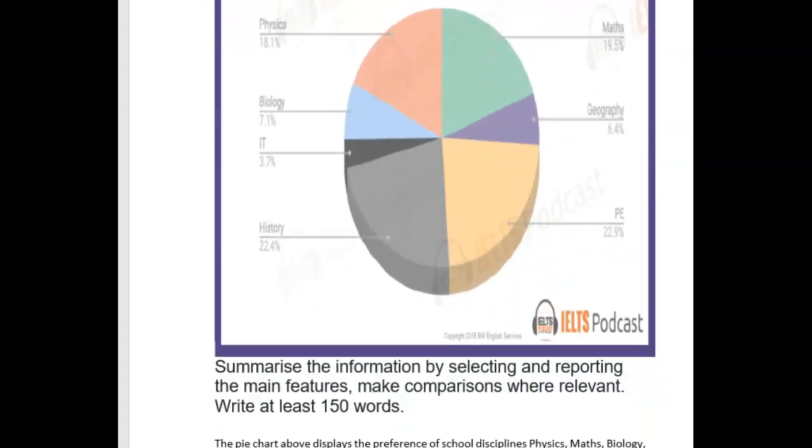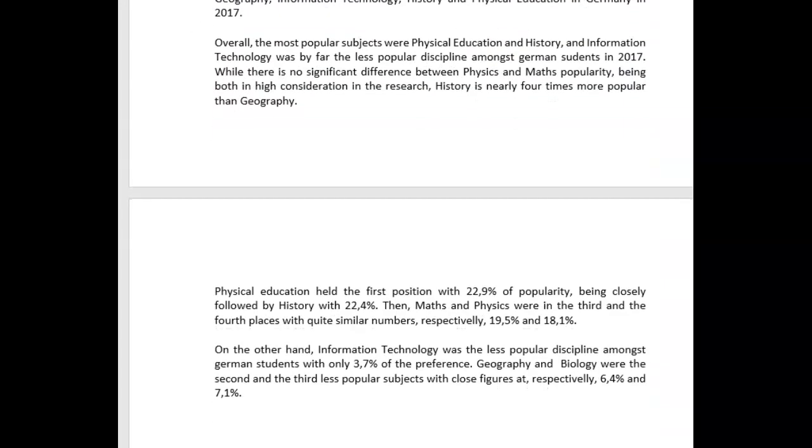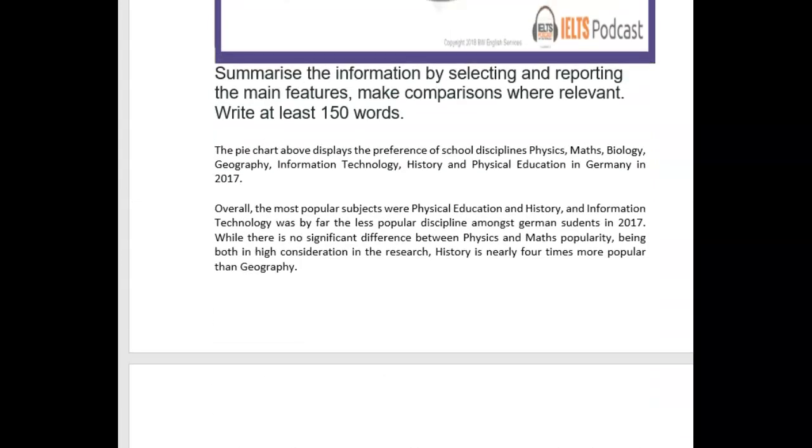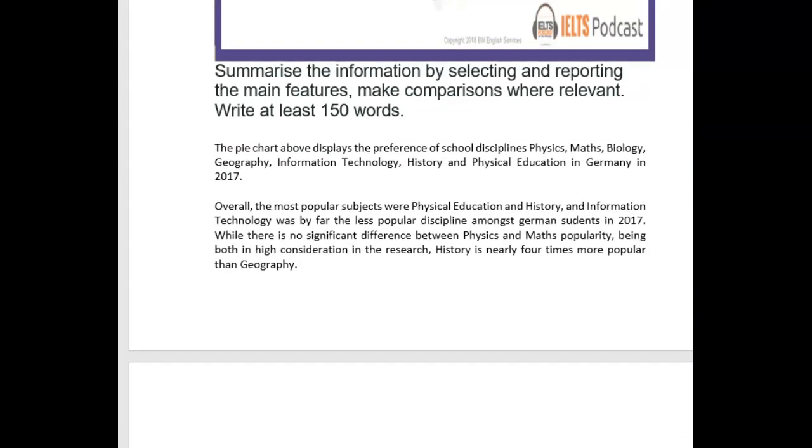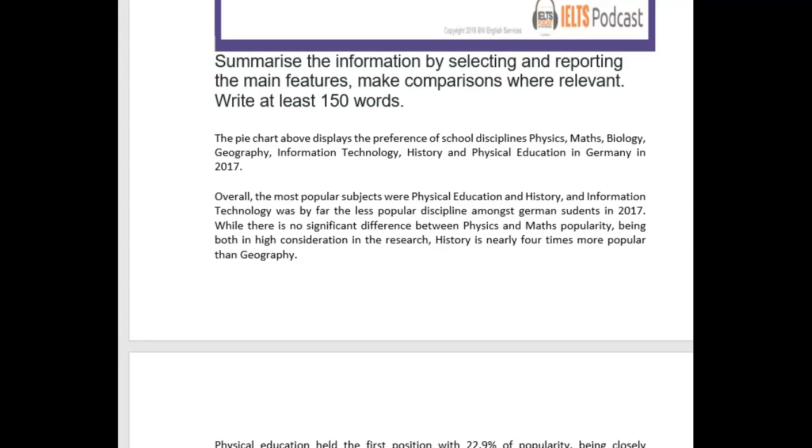Okay, it's the pie chart with the school subjects. Let's see what you wrote. "The pie chart above displays the preference of school disciplines." And you mentioned them. "In Germany in 2017, overall, the most popular subjects were physical education, history, and information technology was by far the least, not the less, least popular discipline among German, capital G, students." Careful with your typing in 2017.